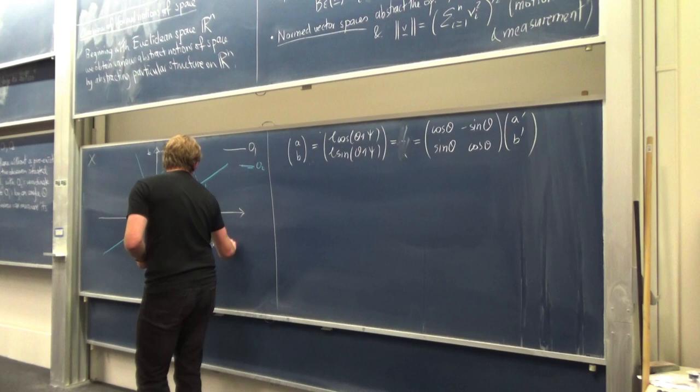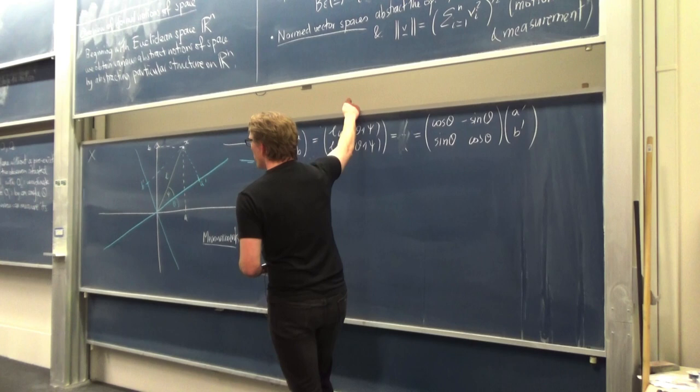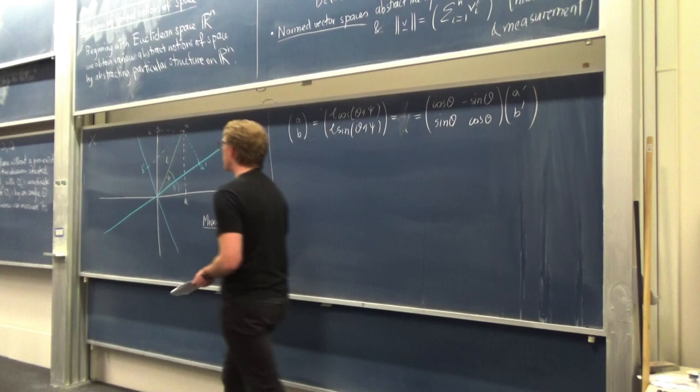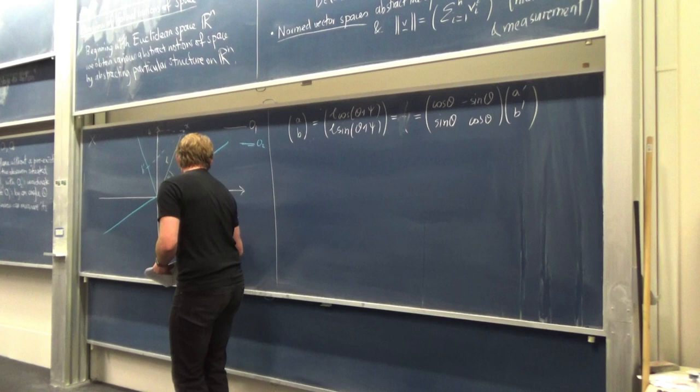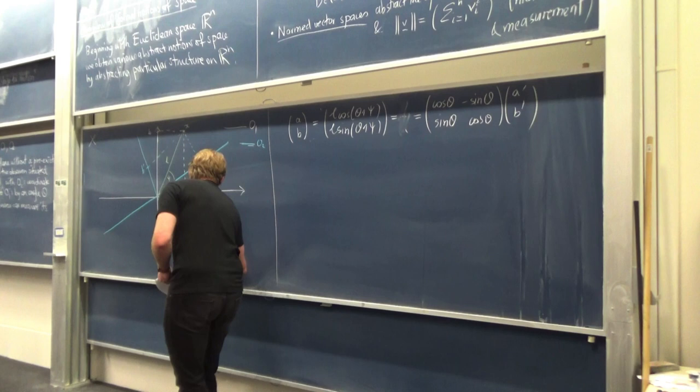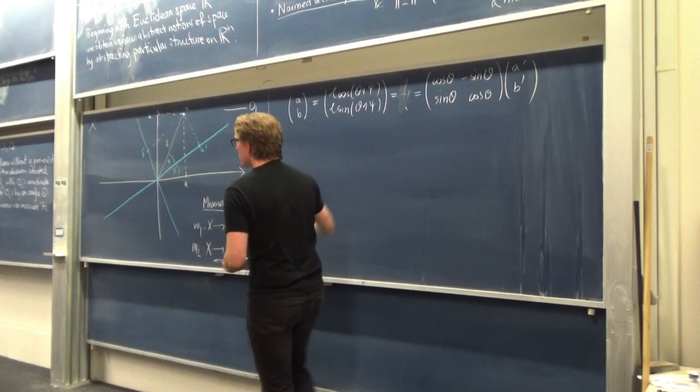Okay, so the point of choosing a coordinate system is that it equips both observers with the ability to translate points in X into points in R2, right? That's what measurement is. So let's call them M1, which is the measurement function for observer 1, and M2, which is the measurement function for observer 2. Well, these are bijections, right?